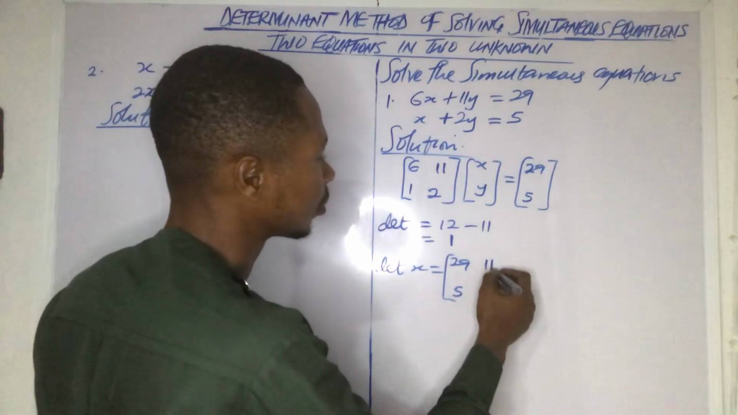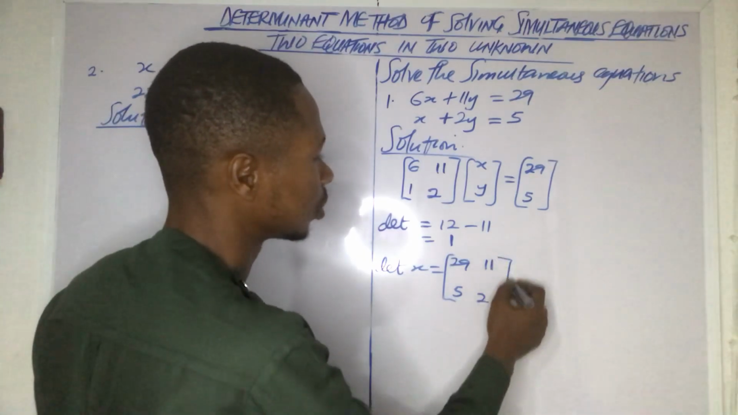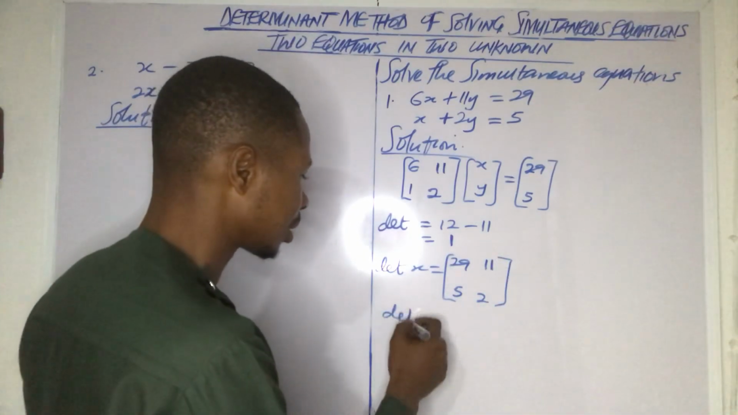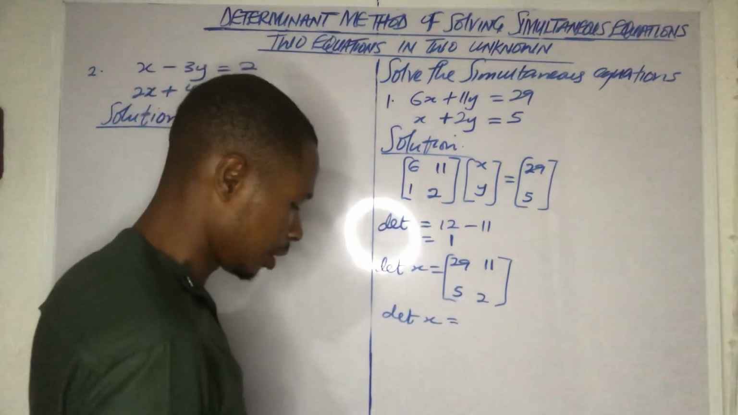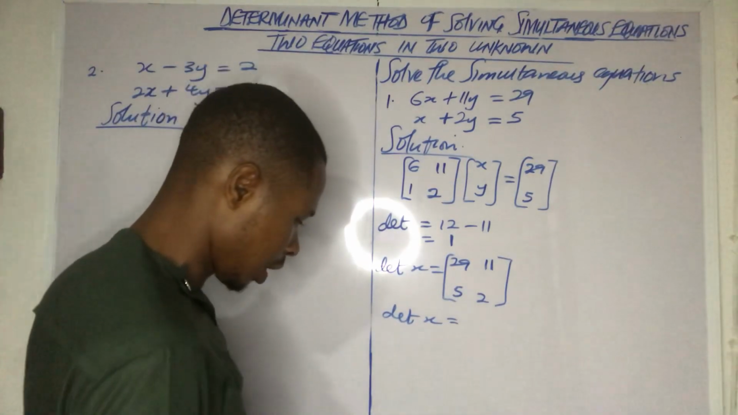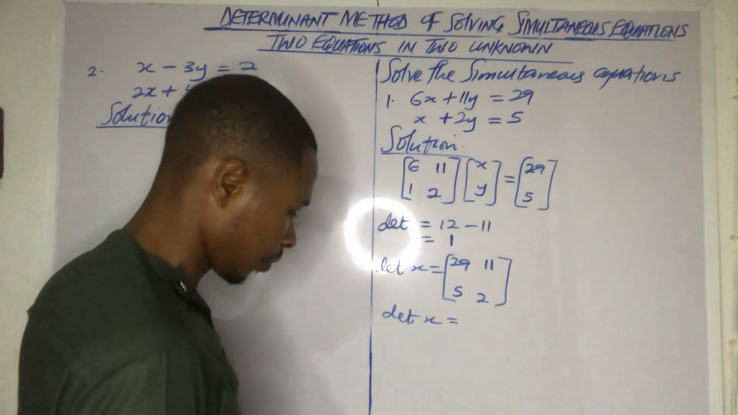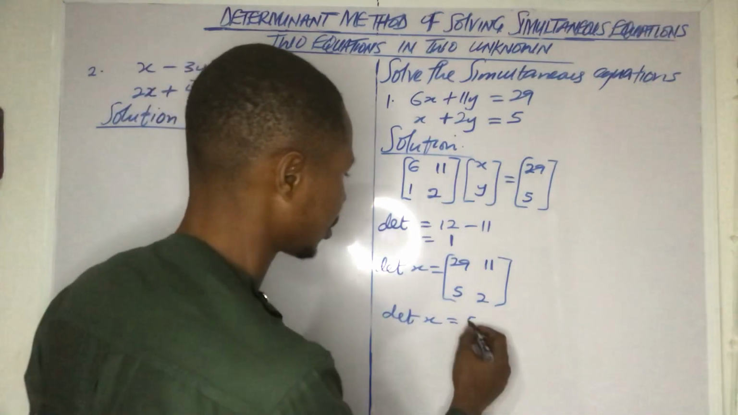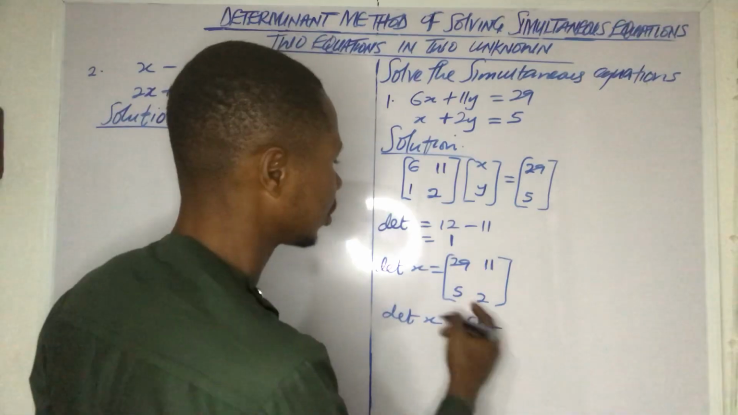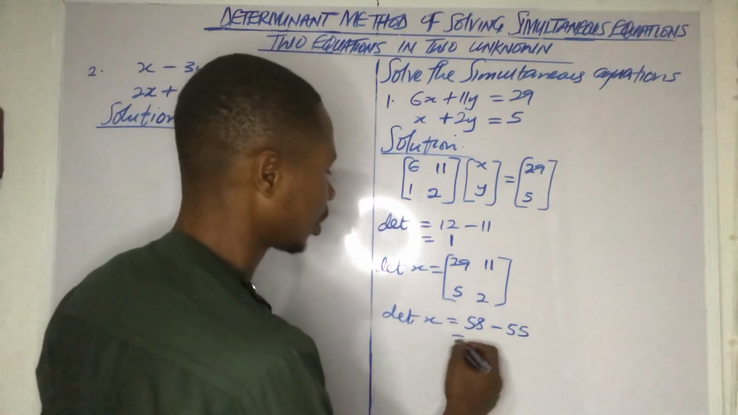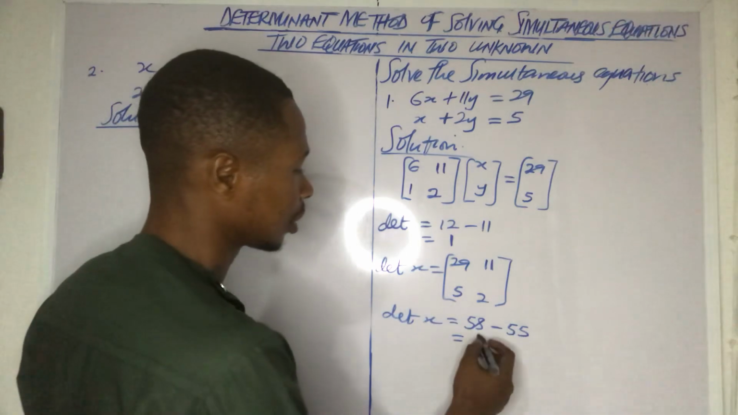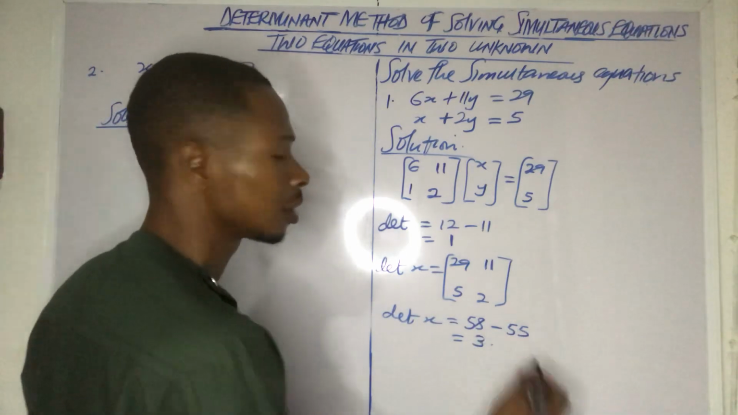That's 11, 2. So my det x should now be equal to this multiplied by this. So 29 multiplied by 2, that will give me 58, minus 5 times 11, that is 55. So if I subtract this from this, my det x is 3.